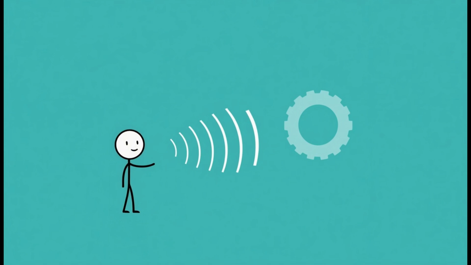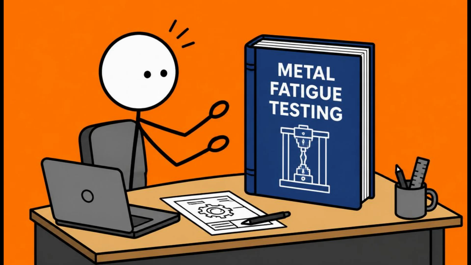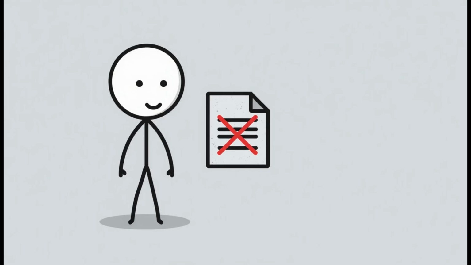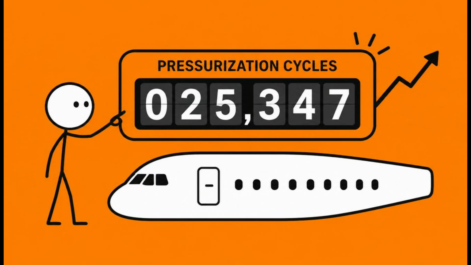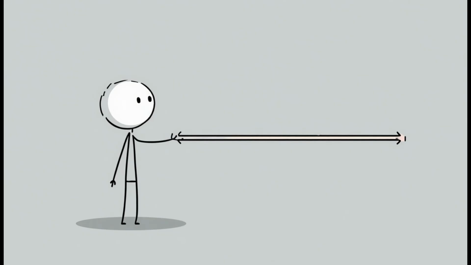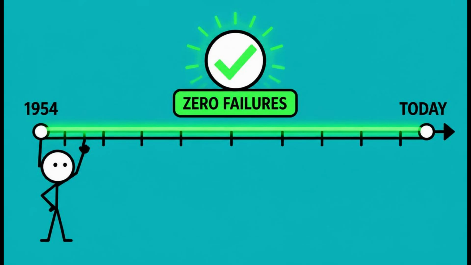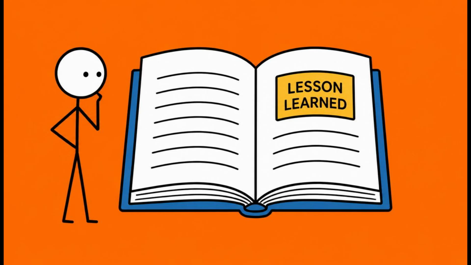The Comet investigation effectively created the entire modern discipline of metal fatigue testing in aviation. Before these crashes, fatigue was poorly understood and rarely tested with any rigor. After them, every aircraft manufacturer on Earth became required to demonstrate, through extensive physical testing, exactly how many pressurization cycles an airframe could survive before fatigue became a genuine risk, with substantial safety margins built in beyond that number. No commercial airliner since has ever suffered a pressurization fatigue failure of the specific kind that destroyed those 2 comets. The lesson, once learned at enormous cost, has never needed to be relearned.